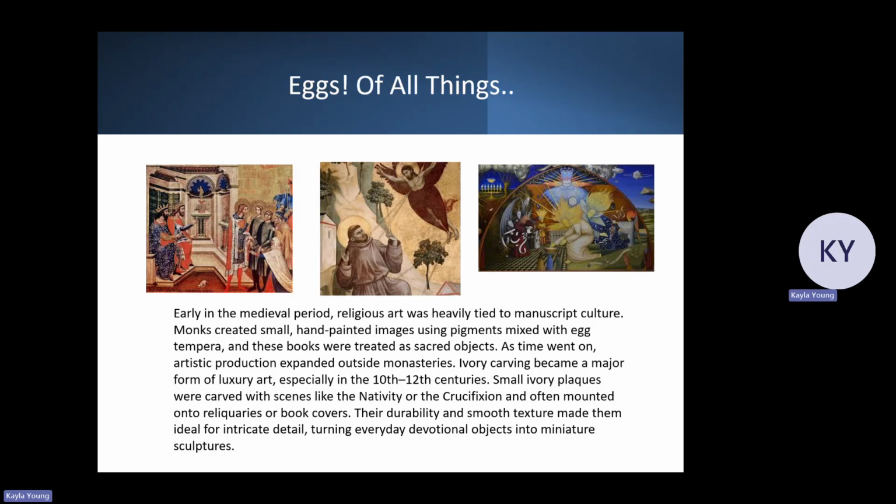Over time, art started moving outside monasteries, and ivory carving became really popular. Ivory plaques often showed the Nativity or the crucifixion and were attached to book covers. Since ivory is smooth and durable, artists would carve super intricate details, turning regular objects into tiny religious sculptures.